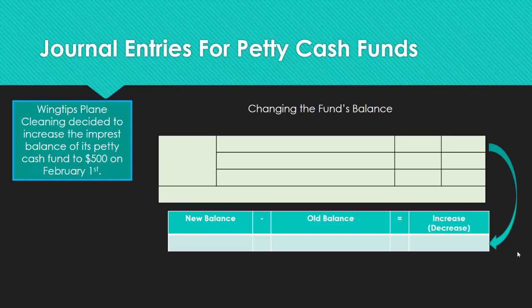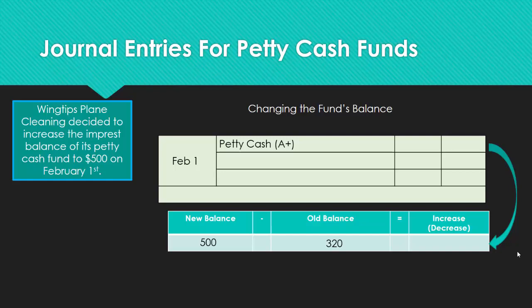Just know that the only times that you're ever going to actually use the petty cash account in a journal entry is when you're either establishing the account for the first time, or you're changing the imprest balance of your petty cash fund, which is what's happening to Wingtip Planes on February 1st. They want to change the balance of petty cash to $500. So they're going to start each month with $500 in the petty cash box instead of the $320 that they had. Well, now we're going to need a debit to petty cash to increase the amount that we carry in our box at the beginning of the period. The new balance we want to have is $500.